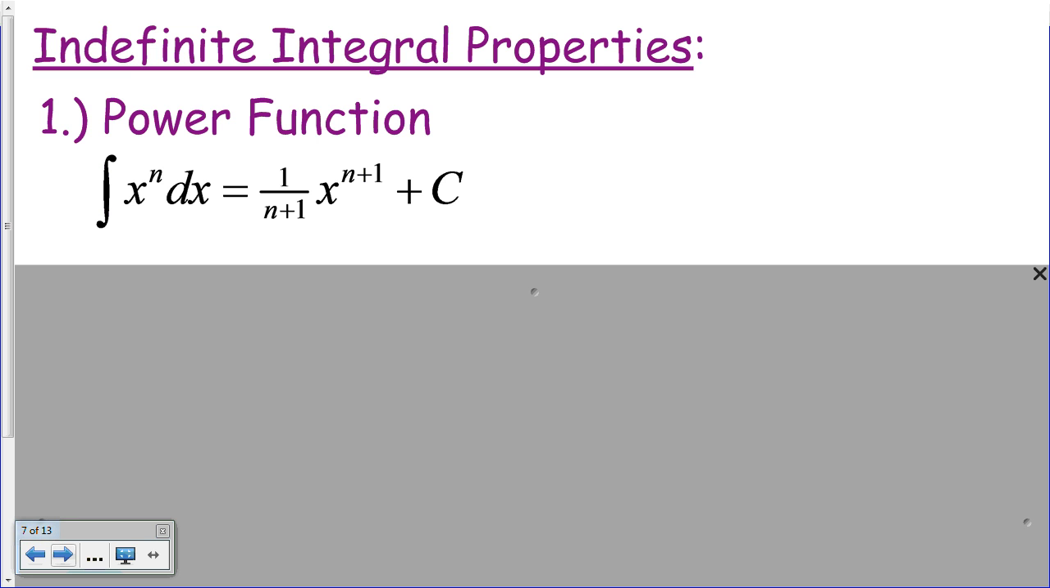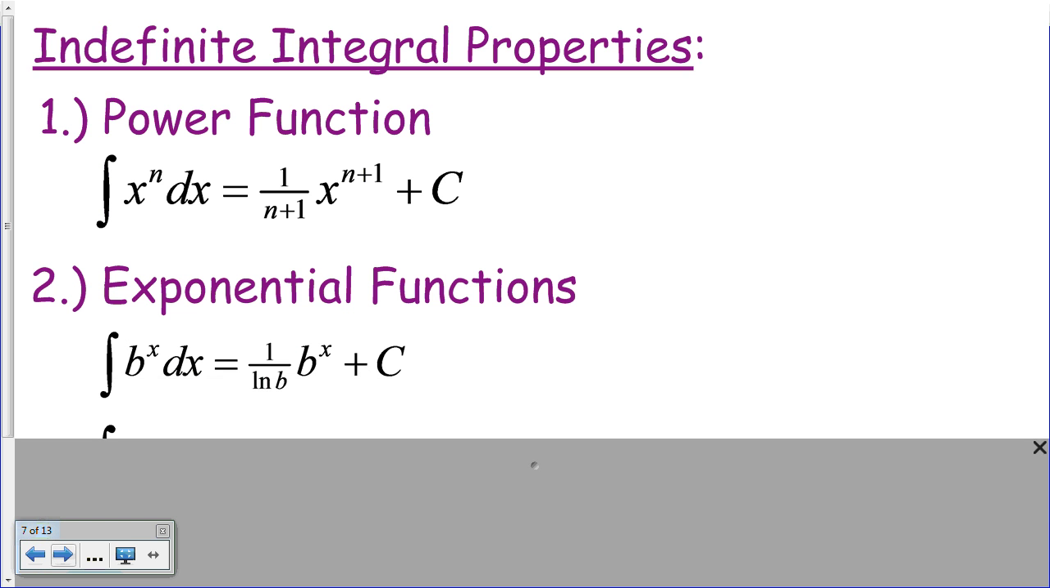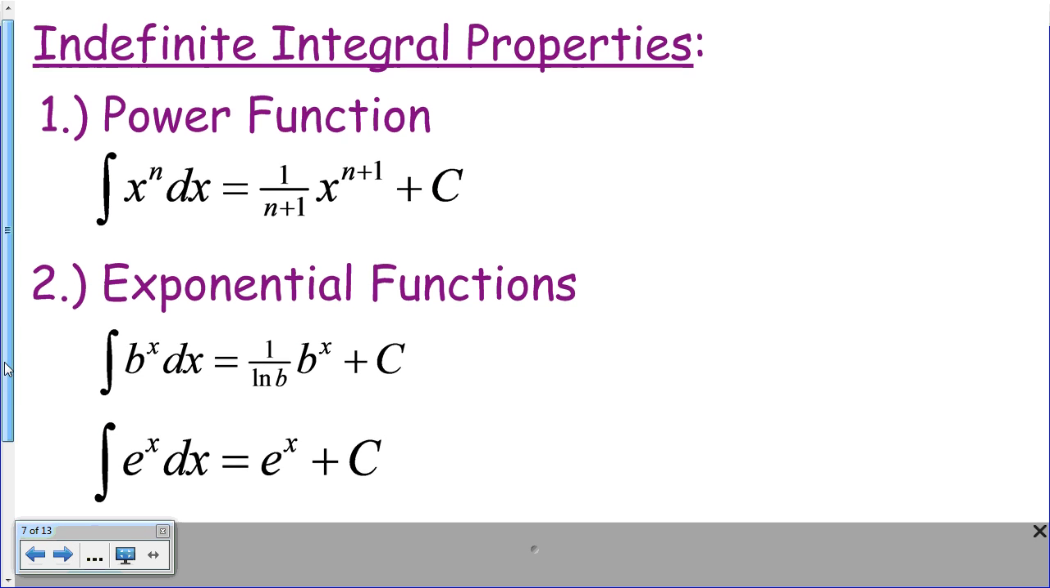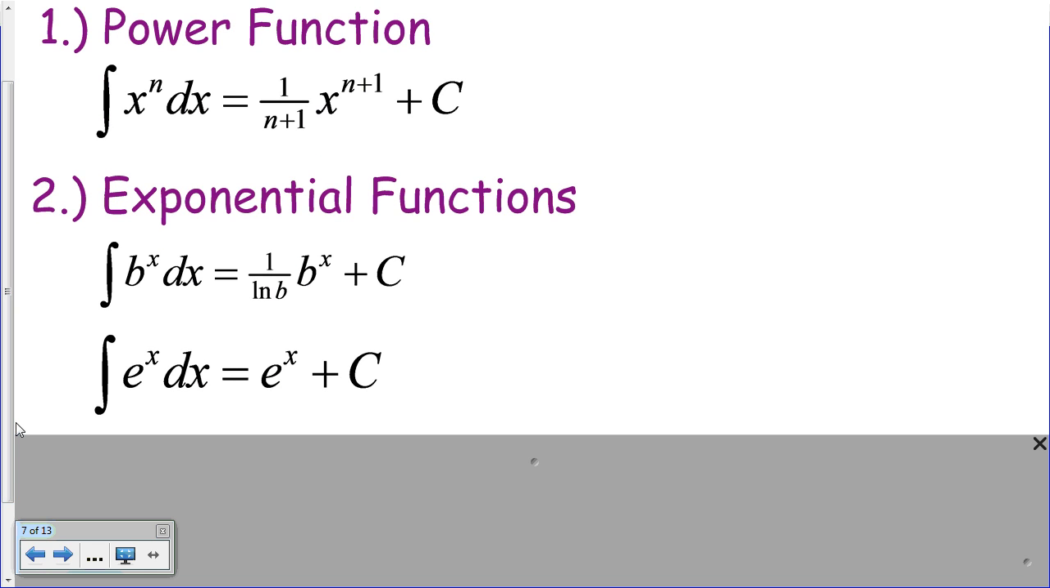All right, so the power function here, if you integrate x to the nth dx, that turns out to be 1 over n plus 1 times x to the n plus 1 plus c. Again, you add 1 to the exponent and then divide by that exponent. And of course, you add c onto the end. And for exponential functions, if you integrate b to the x dx, that's equal to 1 over the natural log of b times b to the x plus c.